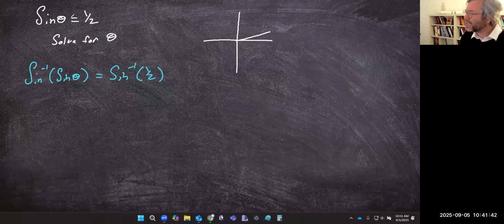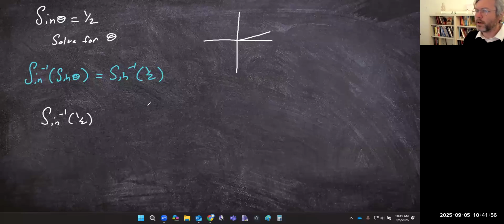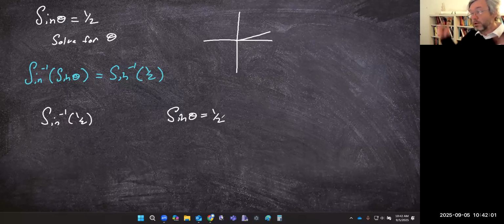But why is one restricted and the other is not? So for instance, this inverse sine of 1/2 will only give you one value. I'm pretty sure it only gives you one value. Yeah, it has to. But sine theta equals 1/2, which is the same question, would give you an infinite amount of answers. Why is that? Because the inverse sine function is restricted by its domain, and this equation is not restricted at all.